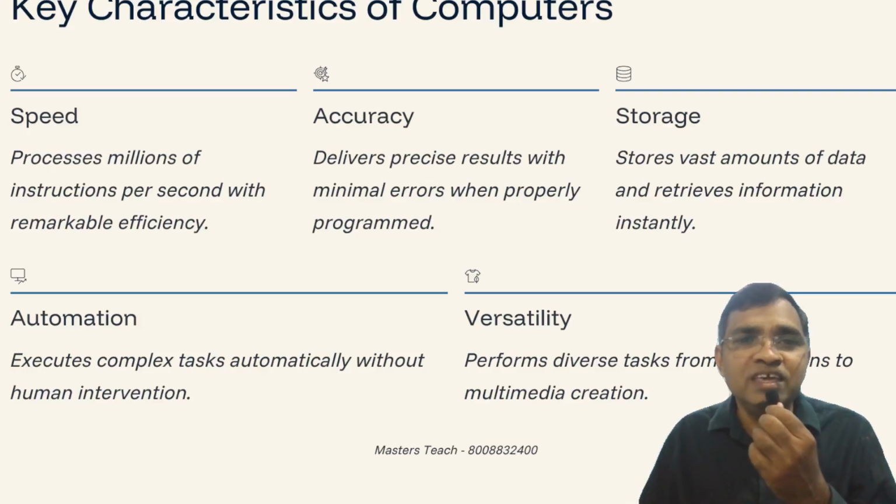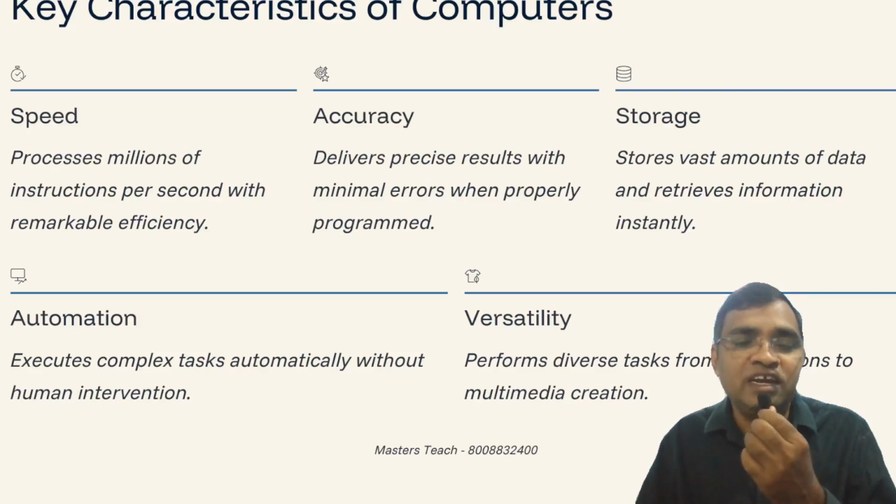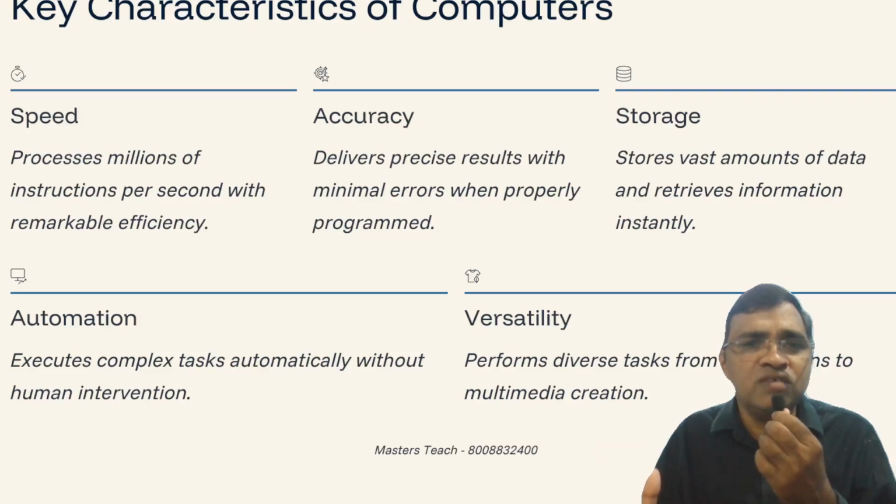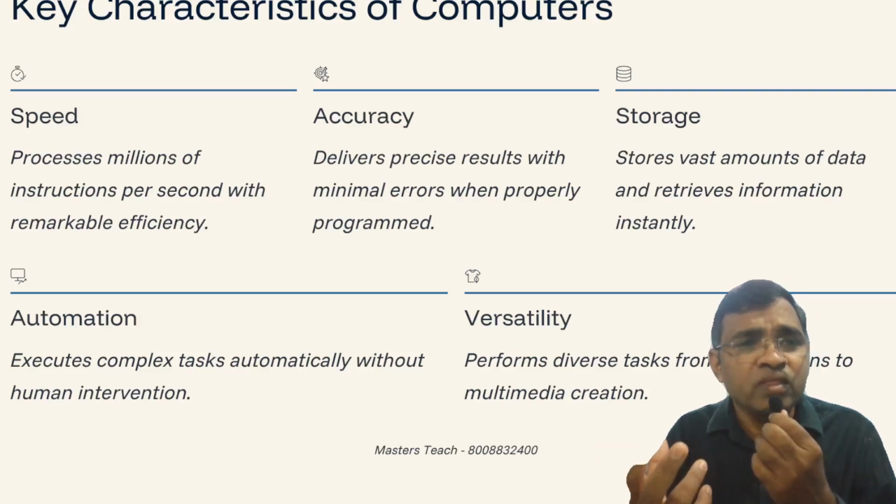So what are the key characteristics of a computer? One is speed, which is very high, then accuracy, storage, automation, and versatility. What is speed? Millions of instructions per second can be processed. It has great efficiency. Speed is one of the characteristics of the computer.